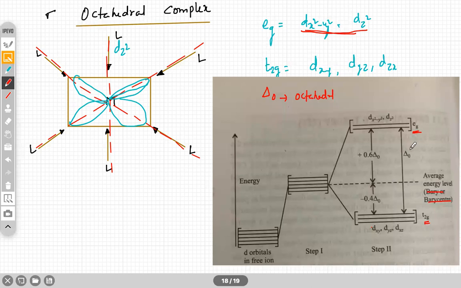It is not fixed for all the complexes. Okay, sir, I'll give you one example if you want. This delta O, I'll come to this. Just give me some time, I'll come to this. Otherwise, everything will get messed up.